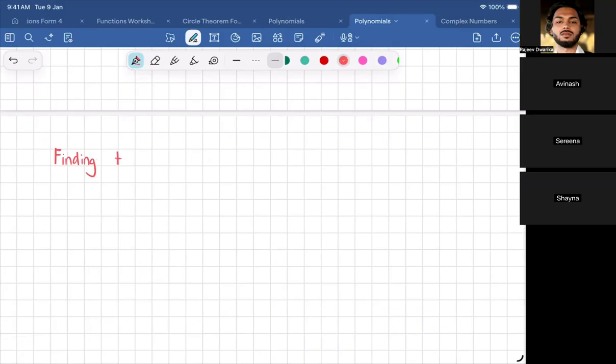Right, so we're going to be finding the linear factors of a cubic expression. So, Avinash, from last class, do you remember what cubic means? Cubic means to what power?